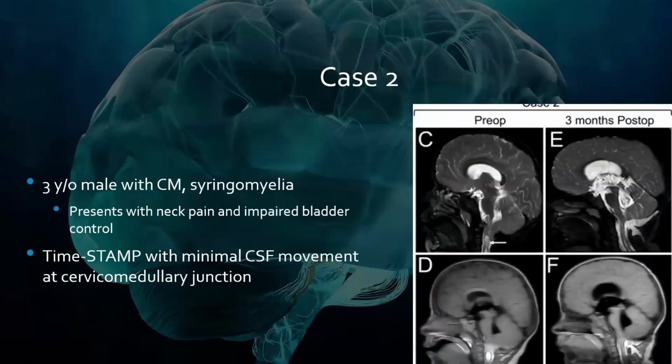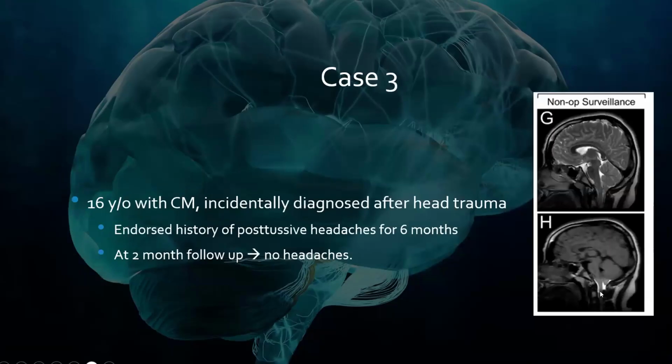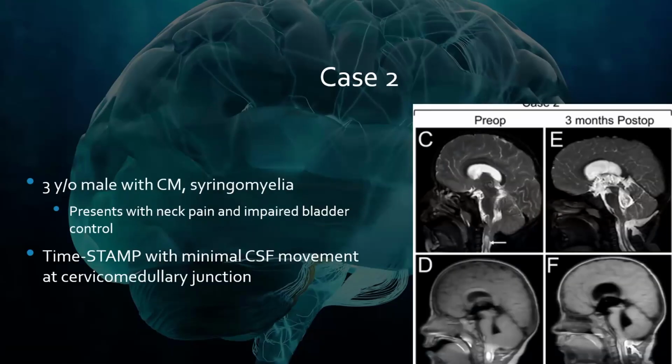Now, case 2 is a 3-year-old with a Chiari and syringomyelia who presented with neck pain and bladder complaints. Again, you can see with the timestamp on the pre-op, here in D, very minimal flow, and 3 months post-op, you can see that there is flow around the foramen magnum and improvement of the syrinx as well.